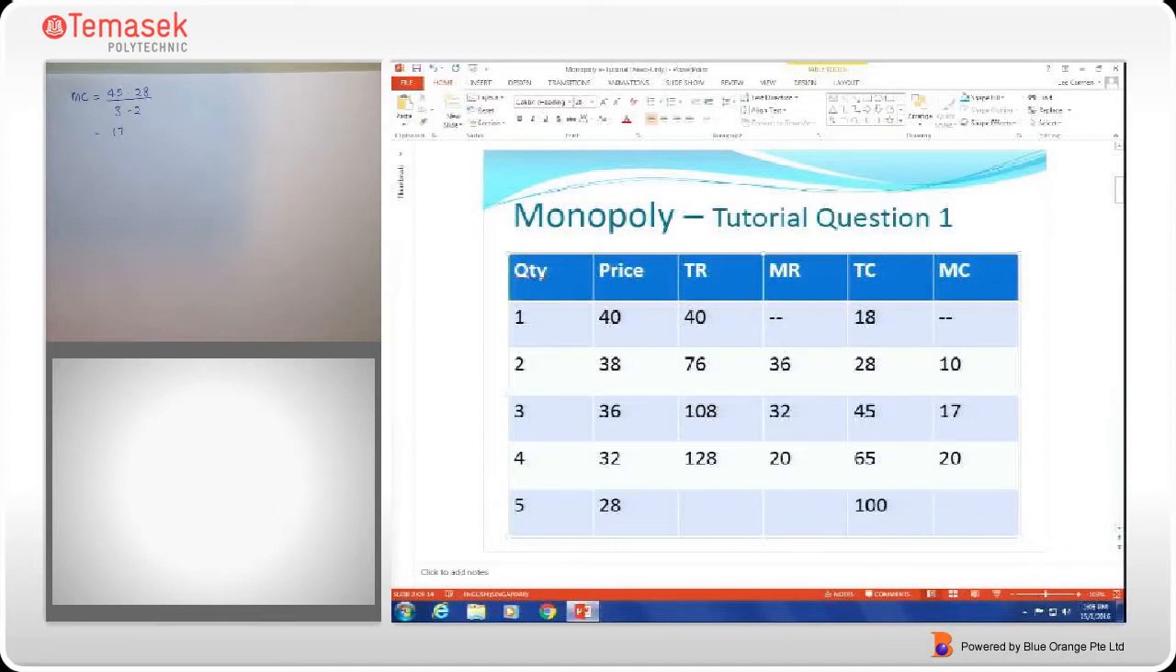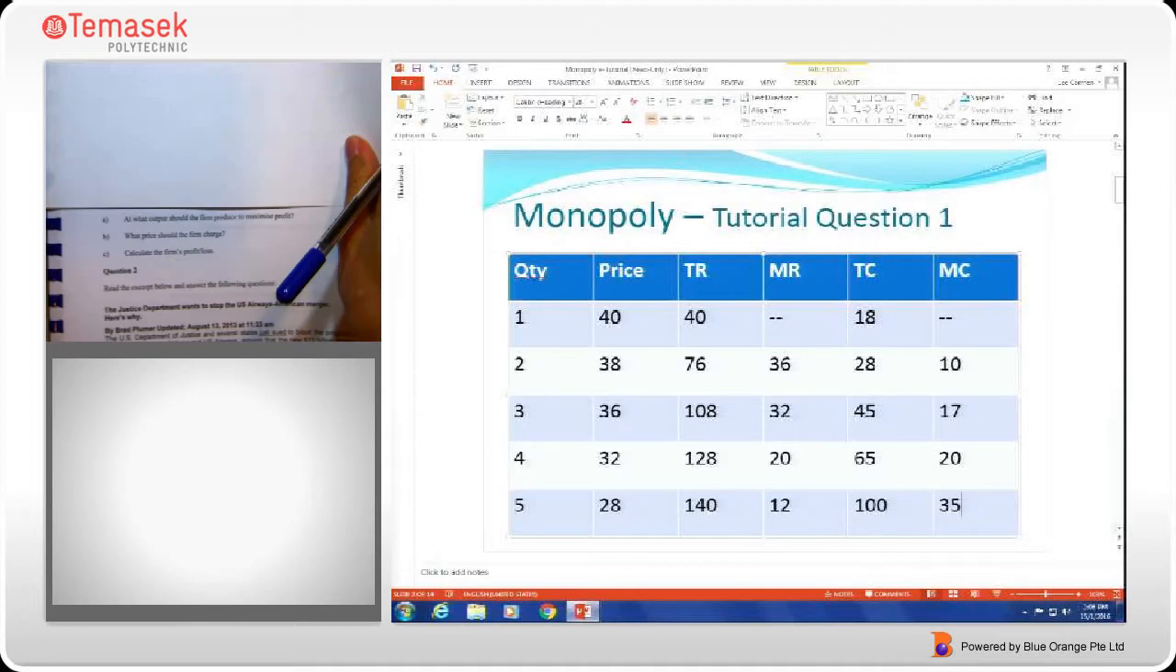Okay, now quantity 5, we are given the price, being asked to find total revenue. So 28 times 5 gives you total revenue. That is 140. Next, you are being asked to find marginal revenue, which is the change in total revenue divided by the change in quantity. So that's 140 minus 128 divided by 1, which is 12. Lastly, we are asked to find the marginal cost. So you use 100 minus 65 divided by 1, which is 35. And that's the answer for your table.